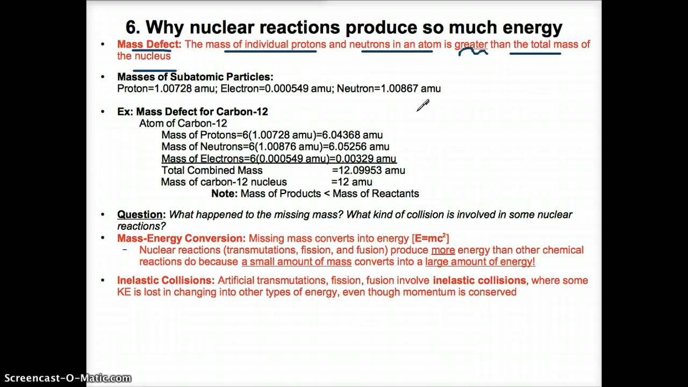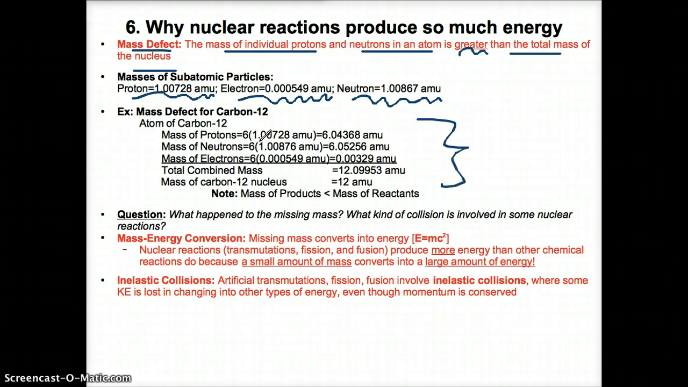I wanted to go first, however, over the relative masses of protons, neutrons, and electrons in AMU in a more exact way. Protons have a relative mass of 1.00728 AMU. Electrons have a relative mass of 0.000549 AMU, and neutrons have a relative mass of 1.00867 AMU. And this will come in handy soon. All right, let's explore the mass defect of carbon-12 now.